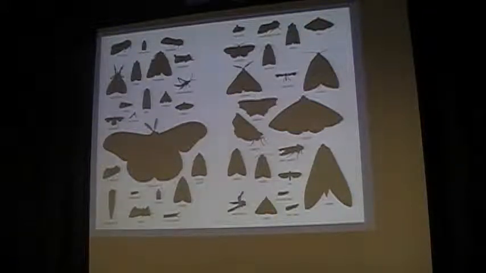So, prominents have their abdomen sticking out at the end. They look like they have a little tail.